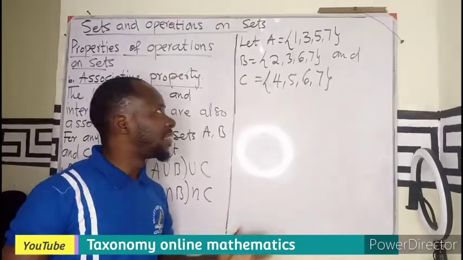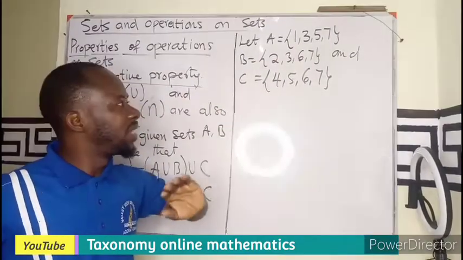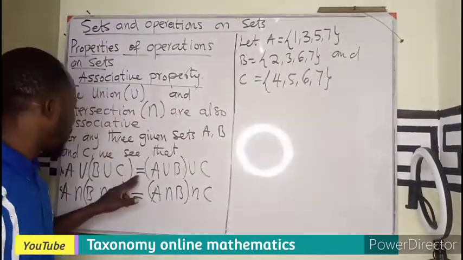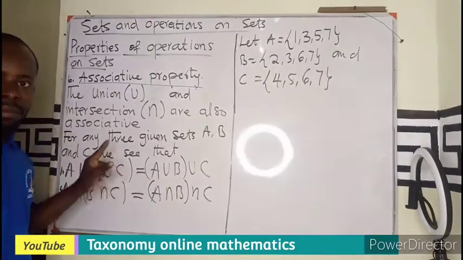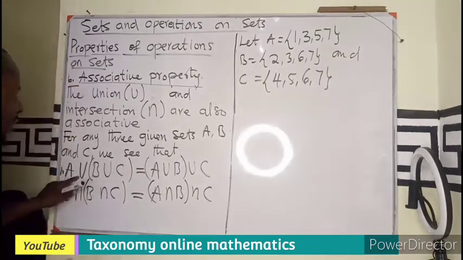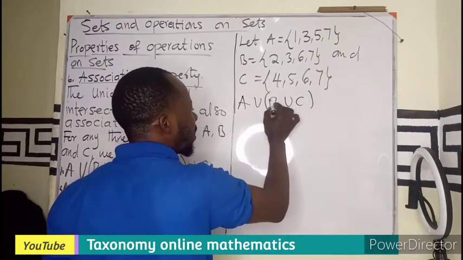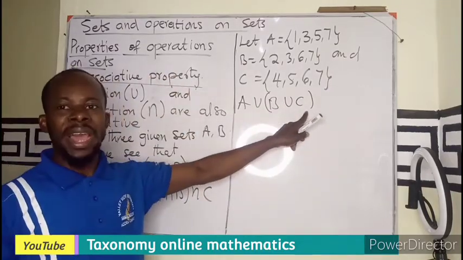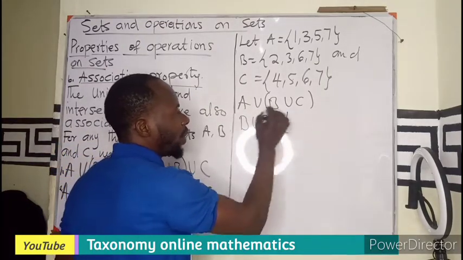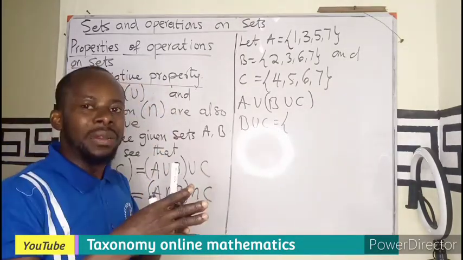So if we have a set, let's consider this: the set A is 1, 3, 5, 7, B is 2, 3, 6, 7, and C is 4, 5, 6, 7. Now, if you want to take the first method, that is the first relation, the first part will be A union B union C, whereby we need to take the one in the bracket first. So dealing with B union C, we are going to look at the combination of the sets B and C. What are the elements combined together?